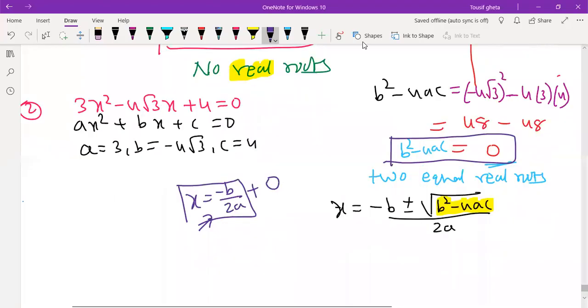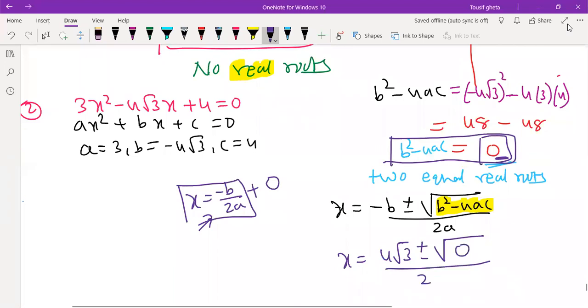So we will get what? x is equal to minus b. Minus b is nothing but we'll get 4 root 3. Minus into minus will get plus. Plus or minus b square minus 4ac value, you just got 0. You know here you got 0, right? So 0 whole divided by 2 into a is nothing but 2 into 3. We will get 6.